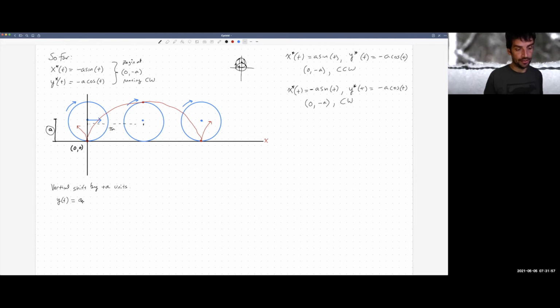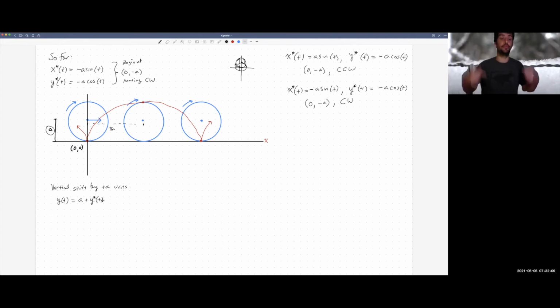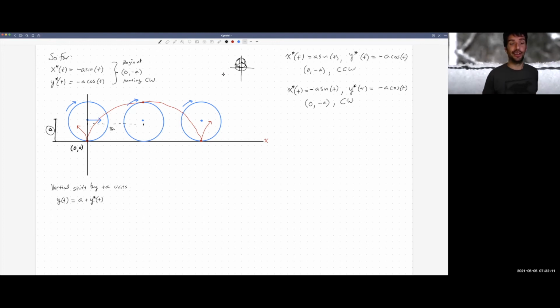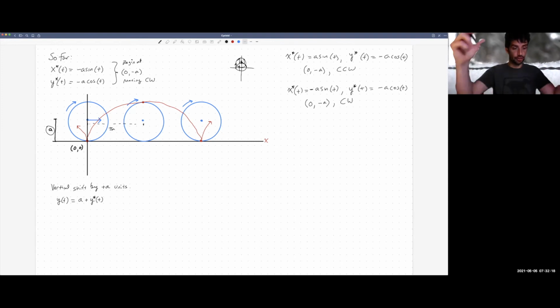We're going to take a positive a and add it to that rotating motion, right? So think about what this does. It spits out all the same y coordinates, except each one is moved up by a units, right? So whatever the x coordinates are doing, the same thing is still happening, but all the y coordinates are moved up. So the circle moves up.